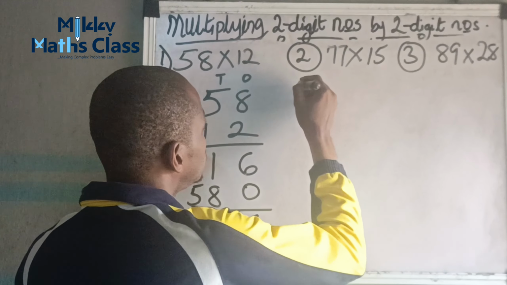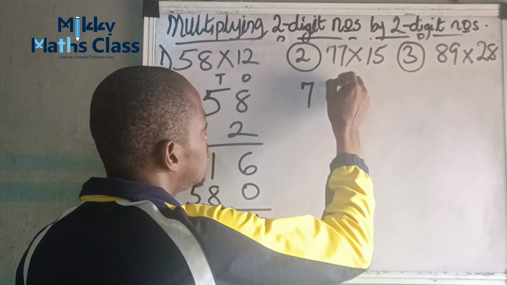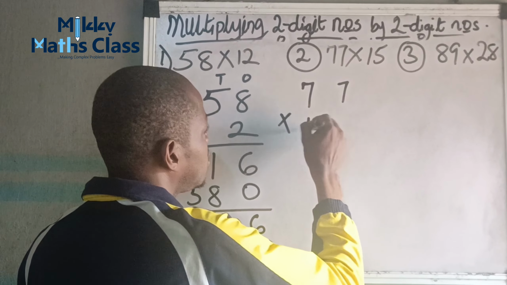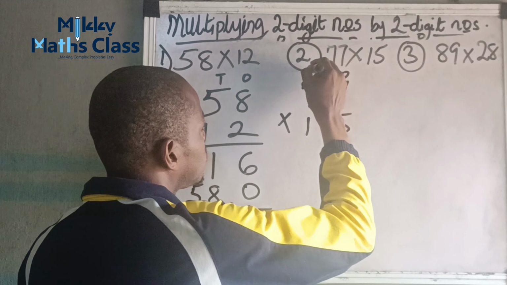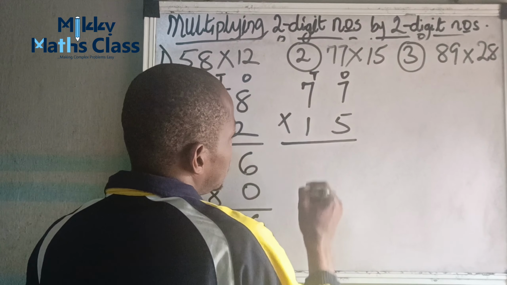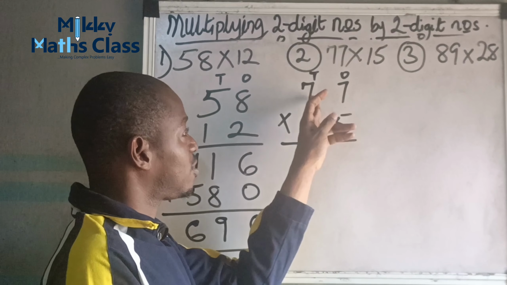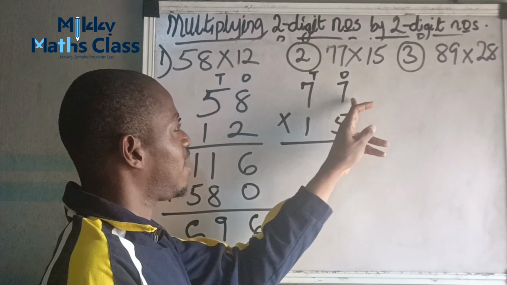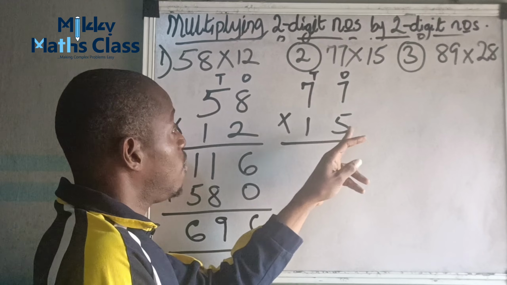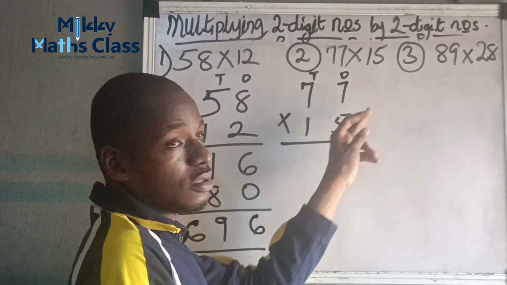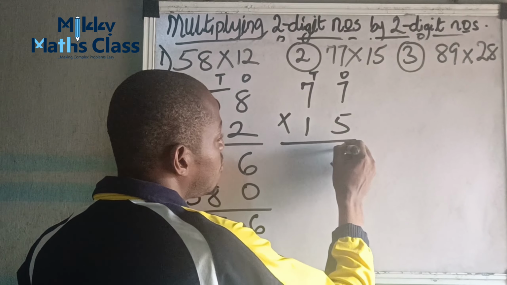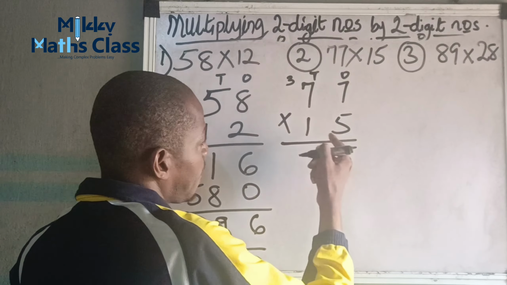Let's go to the second one. 77 times 15. Of course, this is the ones and the tens part. Now let's multiply. We go again: 5 to multiply 7 and 7. When we are done, we use 1 to multiply 7 and 7. So let's go. 5 times 7 is 35. So we put 5. We'll carry our 3.